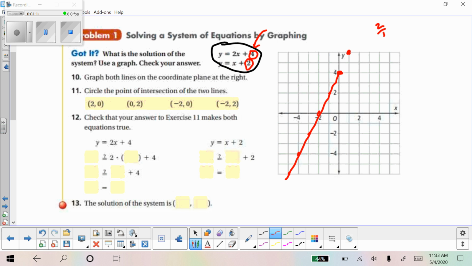All right. So that line actually represents all of the solutions to the top equation. Every one of them. Because notice that now that I put the arrows on, it continues forever.